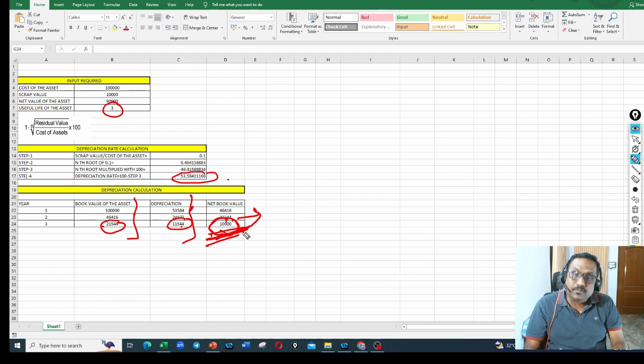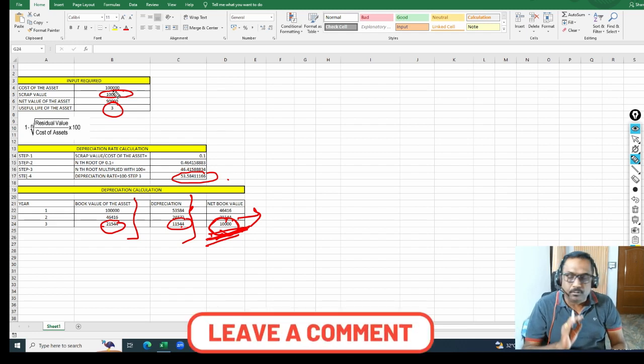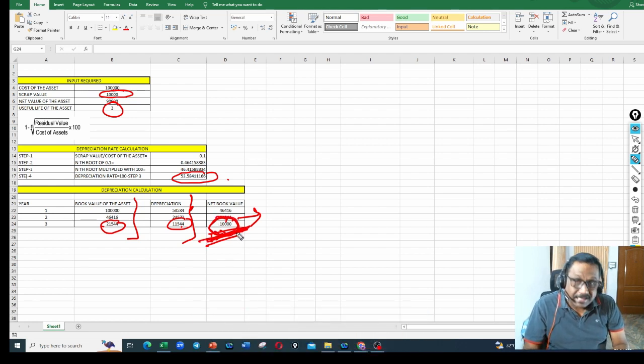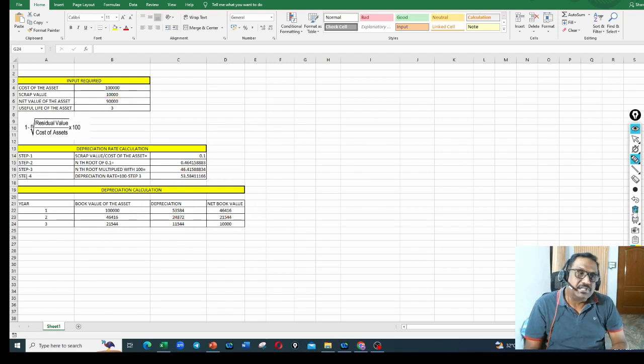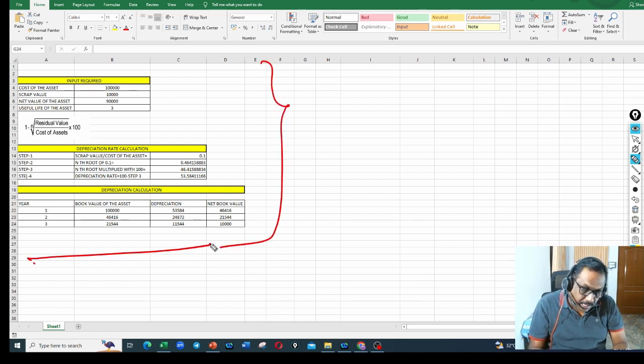So what is this 10,000? This 10,000 is nothing but my salvage value or residual value or scrap value. You can call it salvage value, you can call it scrap value, you can call it residual value. So you got 10,000 residual value. That shows your calculation is correct, your depreciation rate calculation is correct. This is how you need to make sure that you are calculating the depreciation accordingly. This is very important. You should know how to calculate this formula.